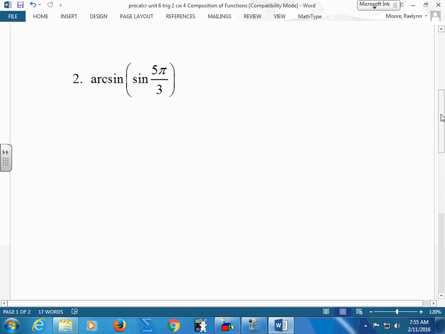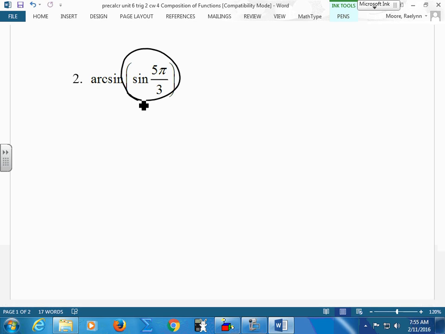Okay, now this one's a little different. This one says arcsine of the sine of 5 pi over 3. Once I find the sine of 5 pi over 3, I'm going to put it in here, and then I'm going to find an angle who has that sine. So do one step at a time. This is asking me to find the sine of 5 pi over 3. Just cover this. You've done this before.